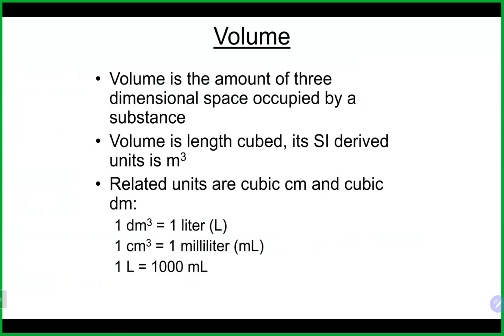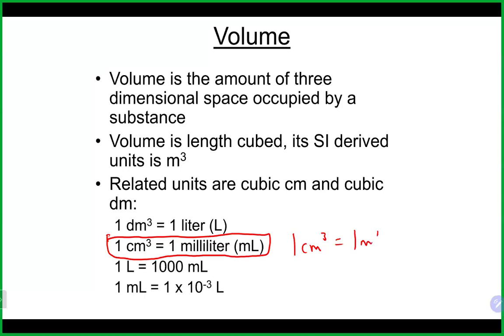Now, speaking of volume, volume is the amount of three-dimensional space that's occupied by a substance. The volume is typically length cubed if you've got a cube going on there. And very common units of volume are cubic centimeters, cubic decimeters. 1 cubic decimeter is a liter. This is definitely a conversion you should know. 1 cubic centimeter is equal to 1 milliliter. They're a 1-to-1 conversion. Make sure you know that.